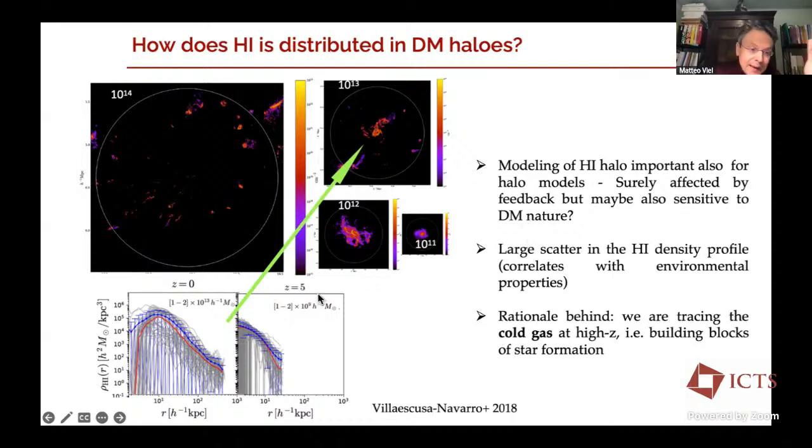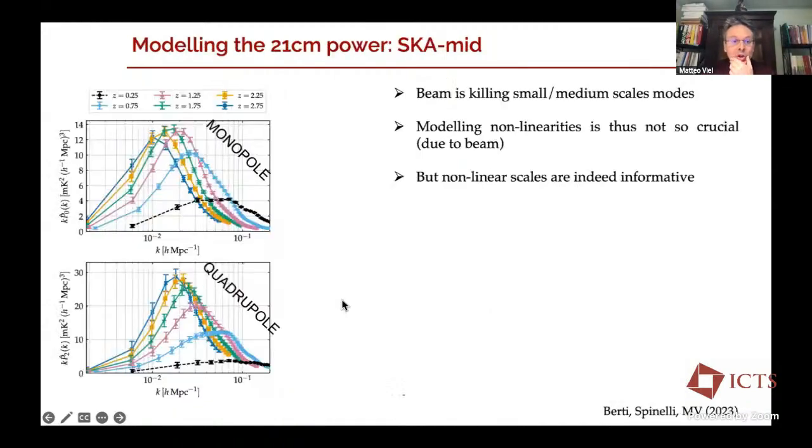But in practice, we're really characterizing the amount of cold gas at our disposal at high redshift, which we know is the building block of star formation, which will be the reservoir giving rise to star formation at somewhat lower redshift, at the cosmic noon, let's say at redshift 1, okay? So now we have to model this, especially in the context of SKA1-Mid, I would say.